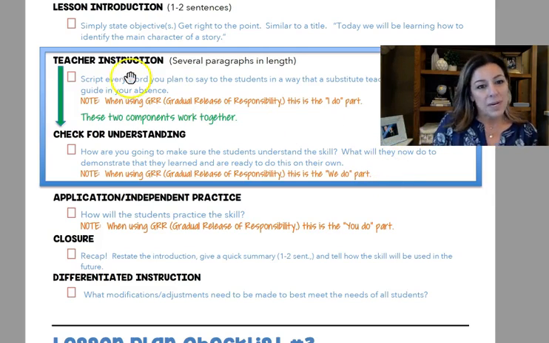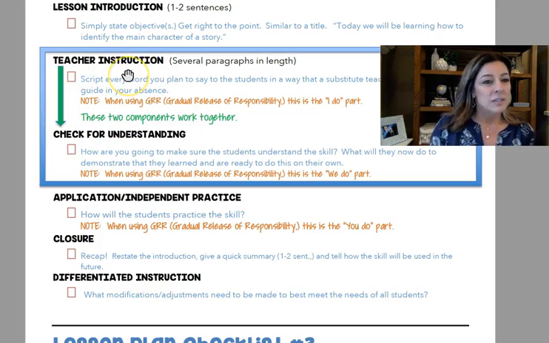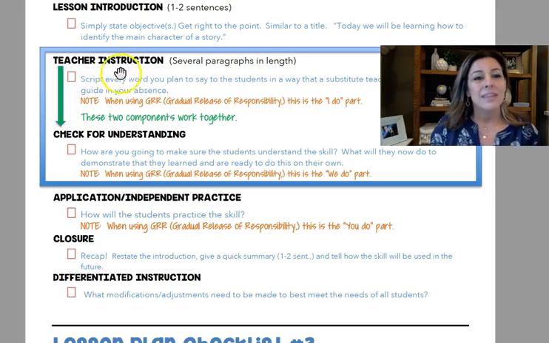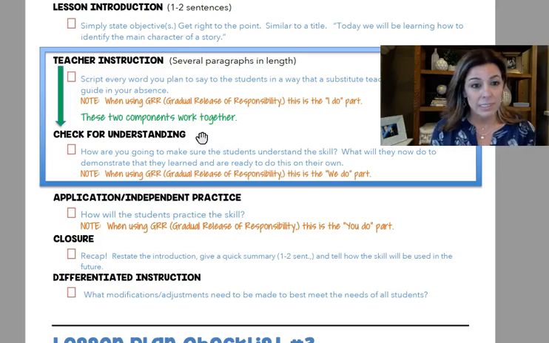I'm also going to point out here that the teacher instruction and the check for understanding go together. So as the teacher starts instructing and telling about the lesson, they give a description, a background of whatever it is, the skill that they are imparting to their students. They will give lots of examples. And then once all of the information has been communicated to the students, the teacher needs to make sure that they are understanding the information that they've received.